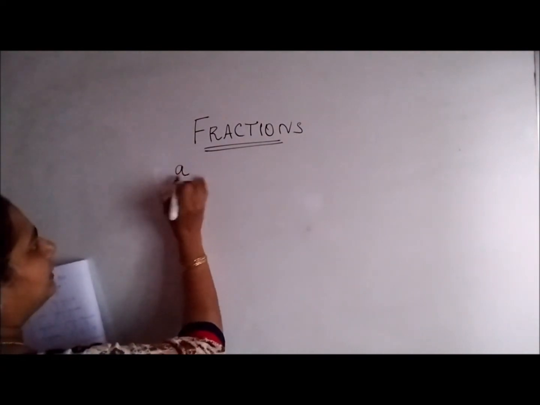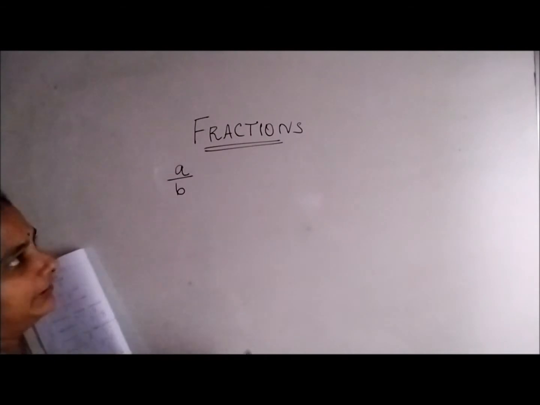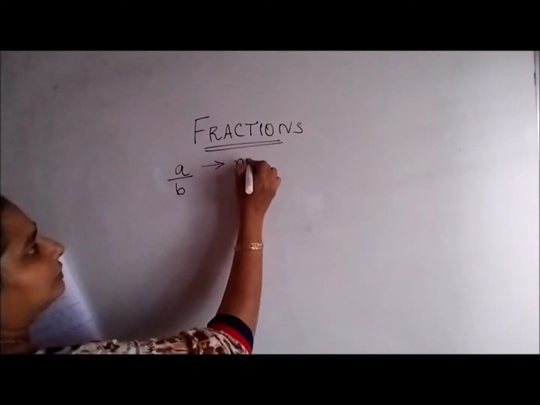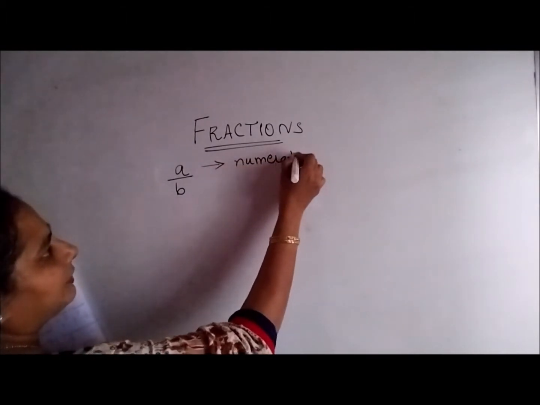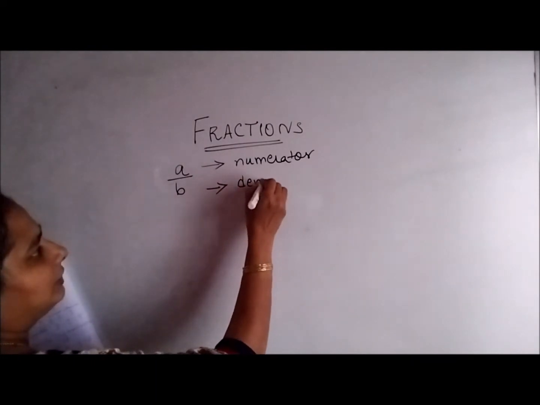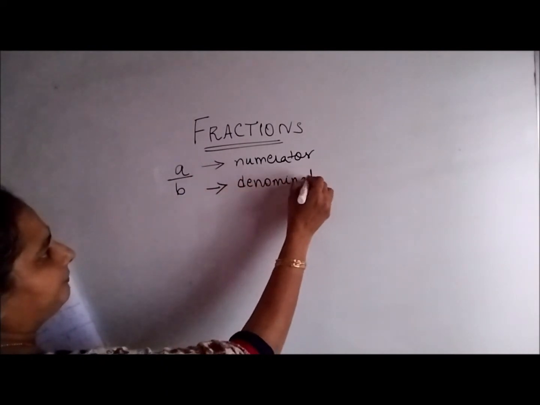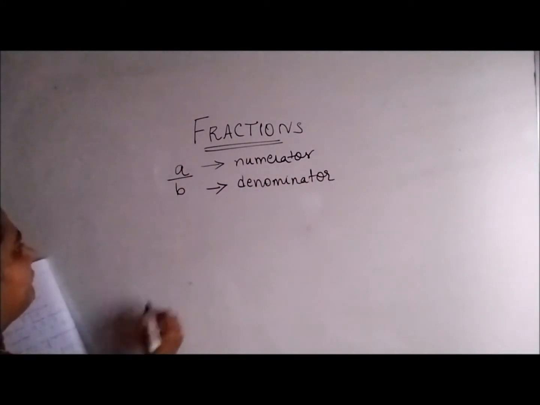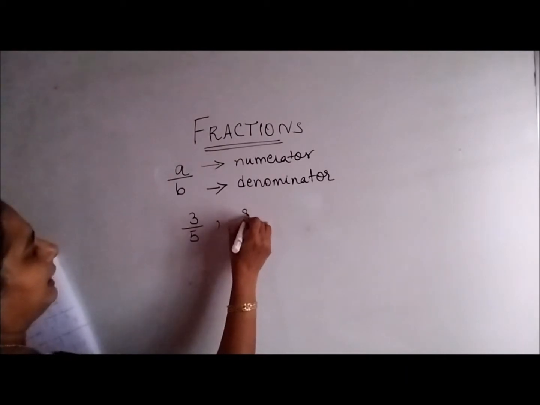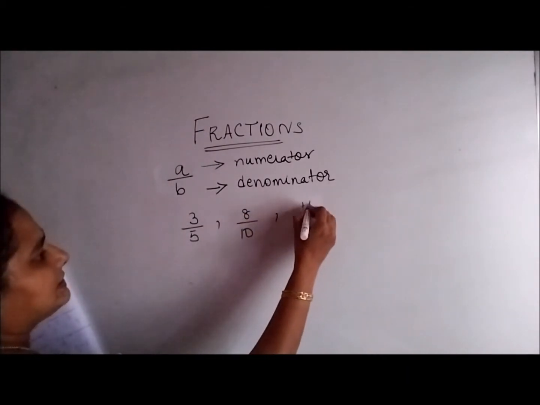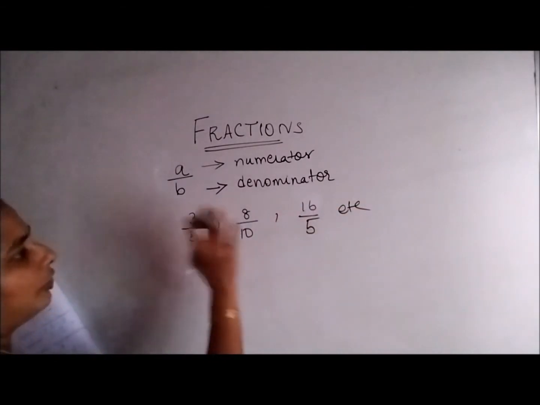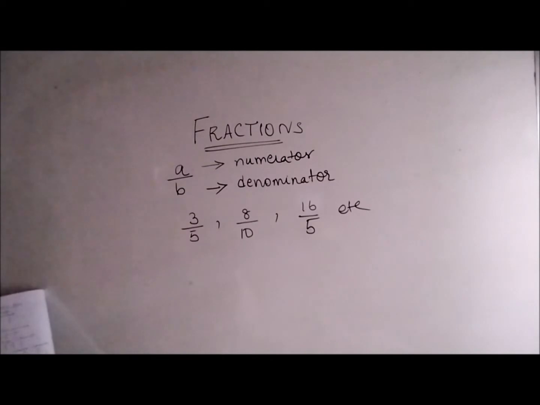Now a quick brief on basics of fractions. Fractions will be in the form of, say, A by B, where the one on the top of this line is called numerator and the one in the bottom is called denominator. For example, 3 by 5, 8 by 10, 16 by 5, etc. All these are called fractions.